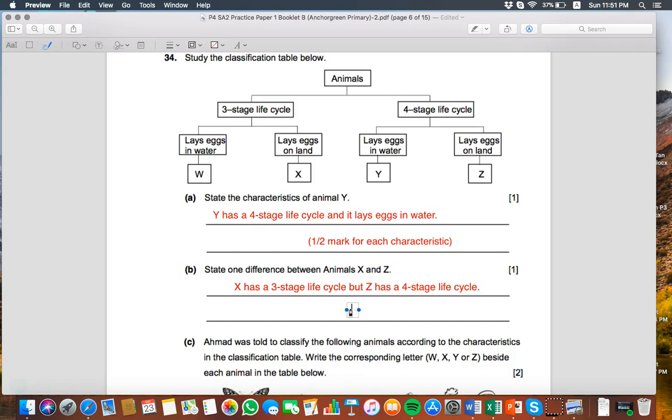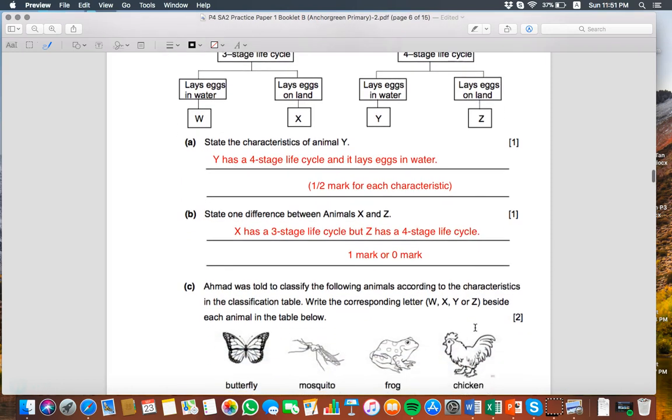You can also say animal X has 3 stages in its life cycle, but animal Z has 4 stages in its life cycle. Take note, it will be good for you to write down the word life cycle, because we are talking about life cycle here. This would be either 1 mark or 0 mark. You have to compare and state the difference. Okay, let's move on.